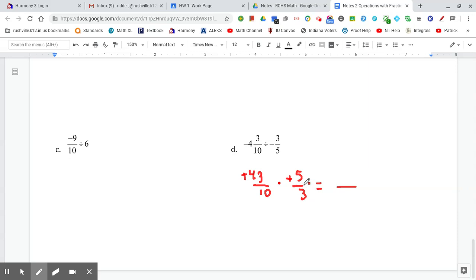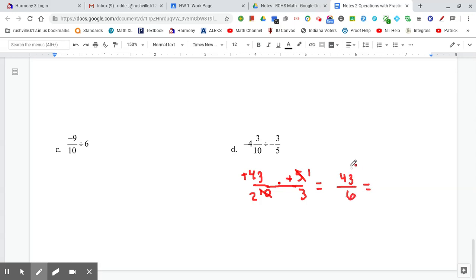Neither of those reduce on their own, but 5 over 10. 5 and 10 both are divisible by 5. So 5 divided by 5 would give us 1, and 10 divided by 5 is going to give us 2. All right, 43 and 3. 3 goes into 4 one time, remainder 1. 3 doesn't go into 13, so those don't reduce at all. So now we just multiply what we have left. So 43 times 1 is going to give us 43, and 2 times 3 is going to give us 6.